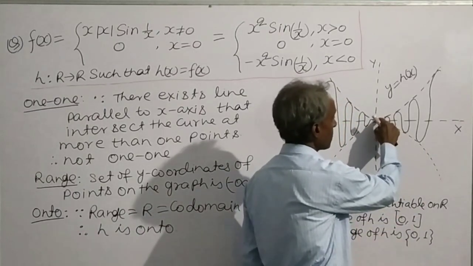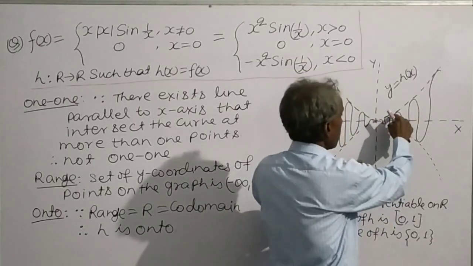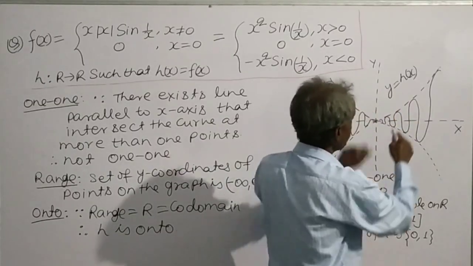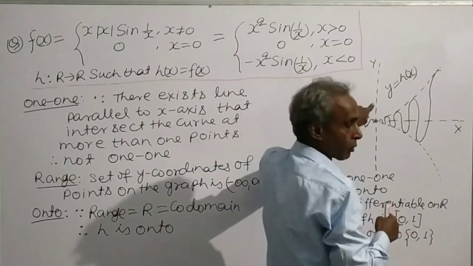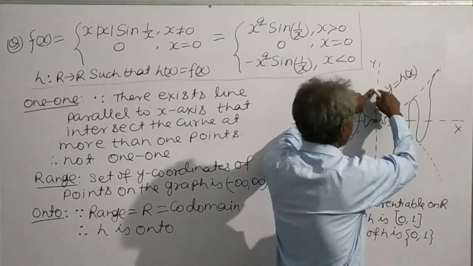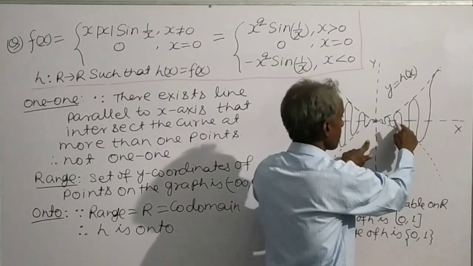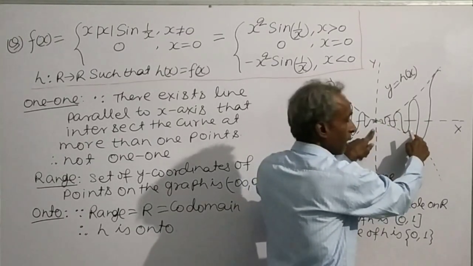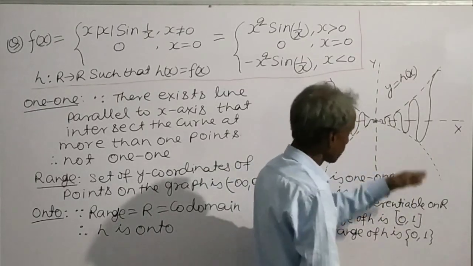Y coordinate of this point will be this number on the y-axis. Similarly, y coordinate of each of these points will be this number on the y-axis, and so on.